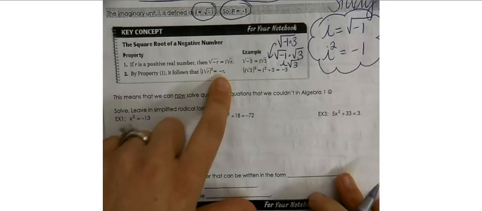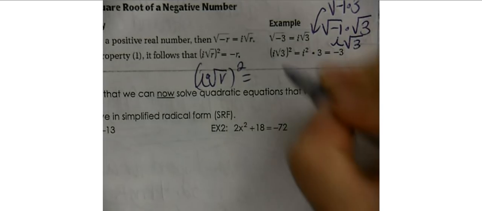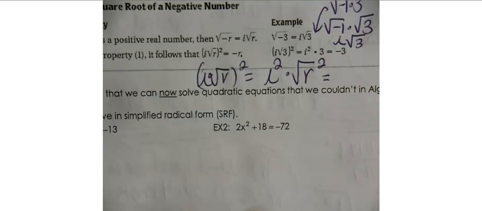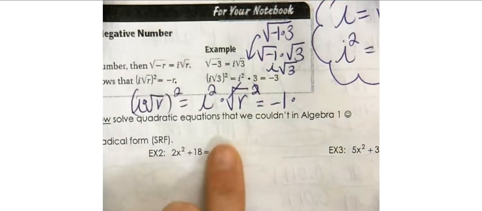The next property is that if you have i times the square root of r squared, that equals negative r. What I mean by that is this. Let's say we have i times the square root of r squared. The main operation is multiplication, so I have i squared times the square root of r squared. Remember, anytime you see i squared, that's equal to negative 1. So this is like negative 1 times r, since the square eliminates the square root, leaving you with r. Negative 1 times r is negative r, and that's how that ends up working out.